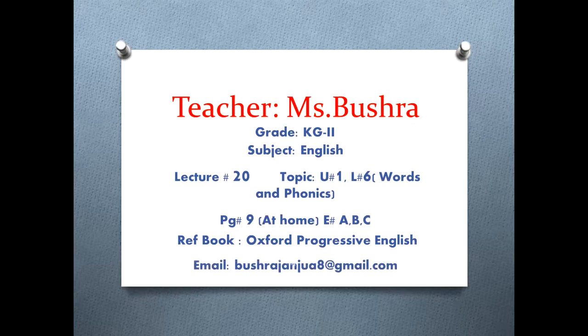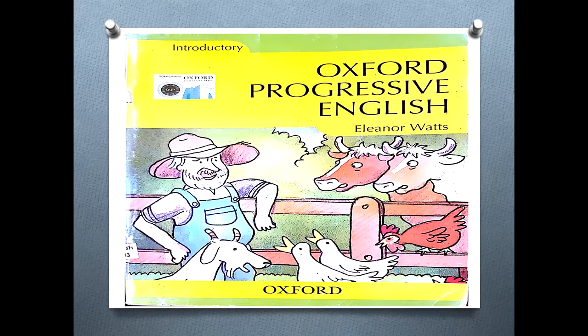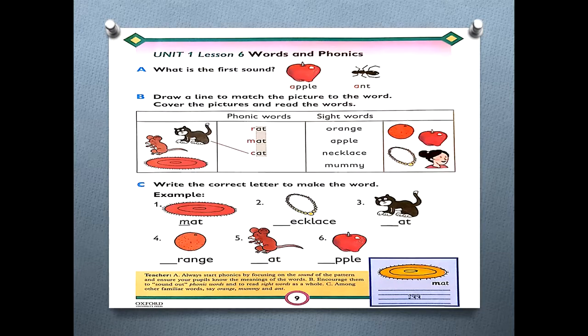Unit number 1 of Oxford Progressive English. Let's start. Unit number 1, lesson number 6, the topic is words and phonics. Exercise number A is what is the first sound? You can tell the first sound easily as you have done it already.